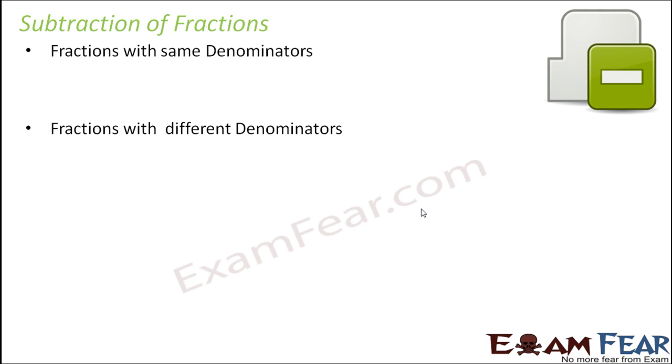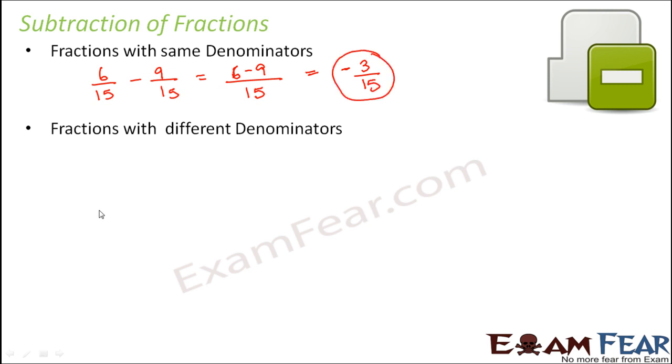Now let us look at subtraction of fractions. That also is done in a similar way. So when you have fractions with same denominators, like let's say 6 by 15 minus 9 by 15, in that case the denominator will remain the same. We just need to subtract the numerators, that is 6 minus 9, which is equal to minus 3 by 15. So this would be the result.